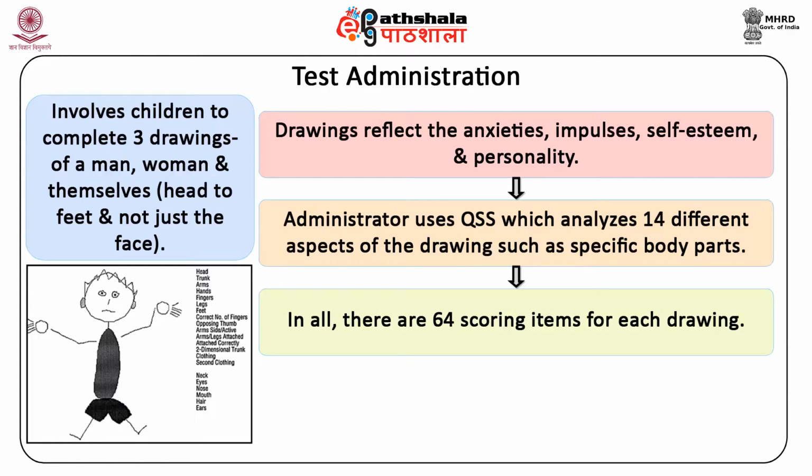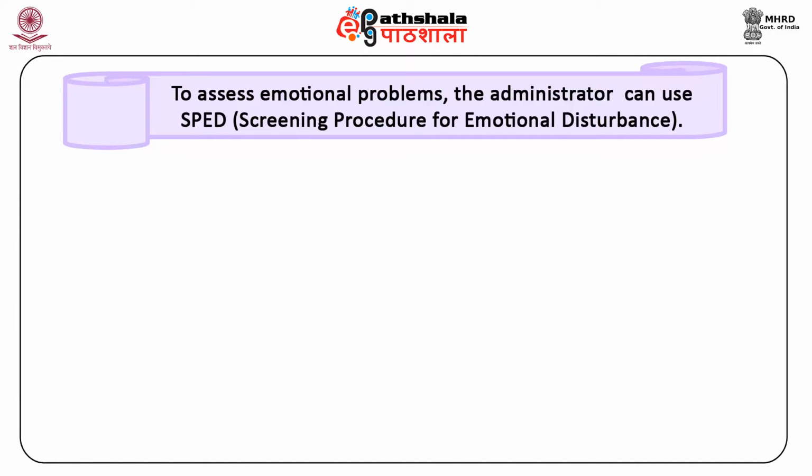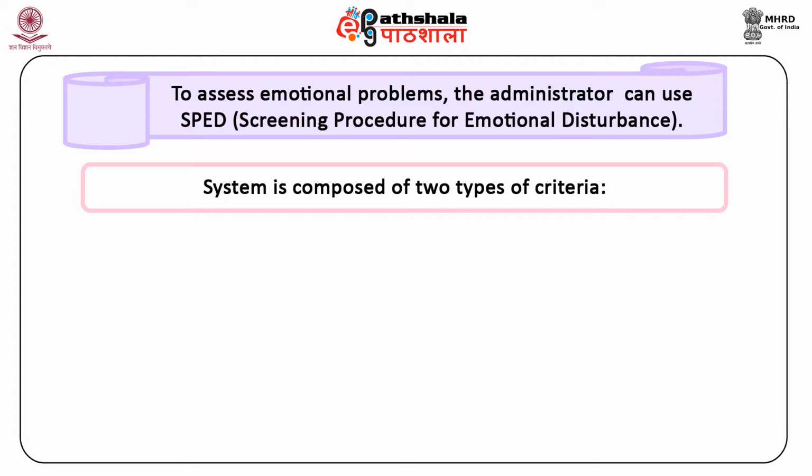In all, there are 64 scoring items for each drawing. A separate standard score is recorded for each drawing and then a total score for all the 3 drawings. To assess the test taker for emotional problems, the administrator can use SPED, the screening procedure for emotional disturbance. This system is composed of 2 types of criteria.